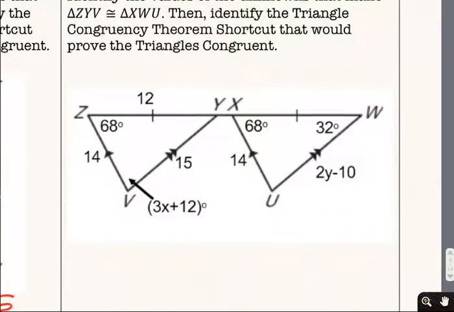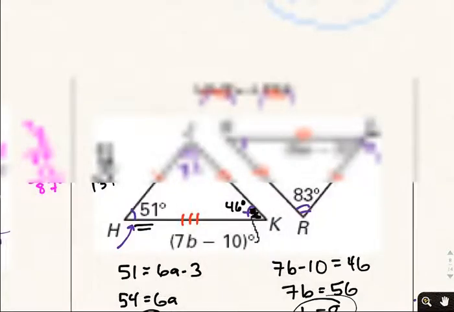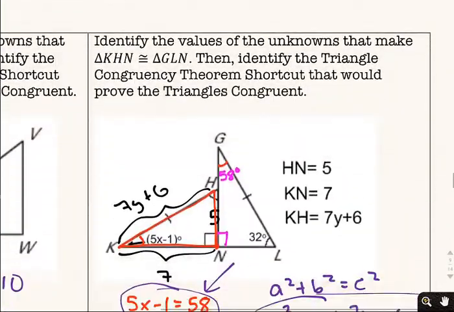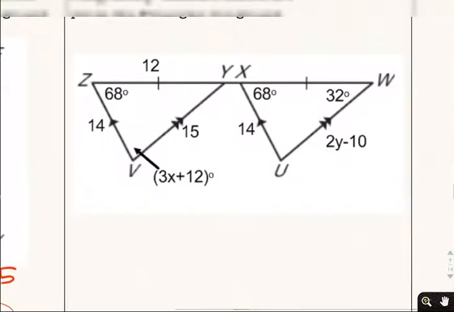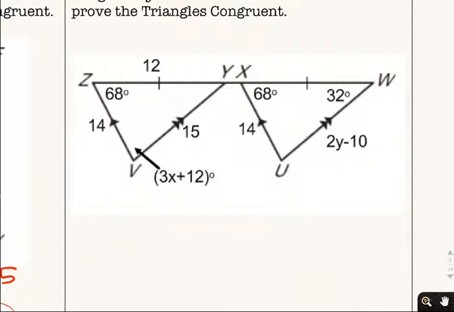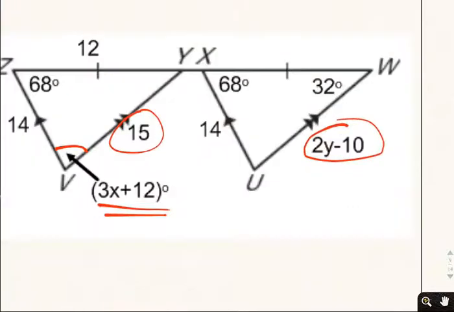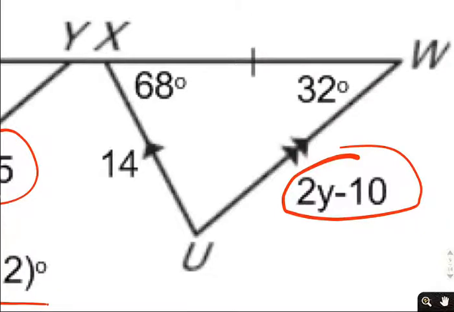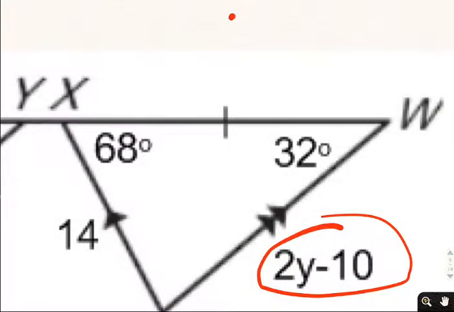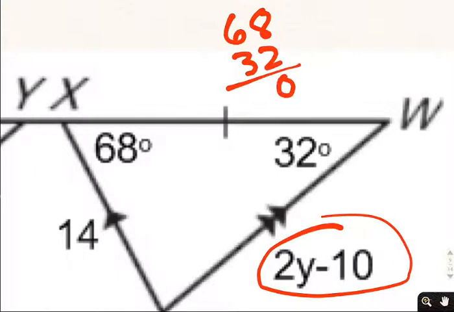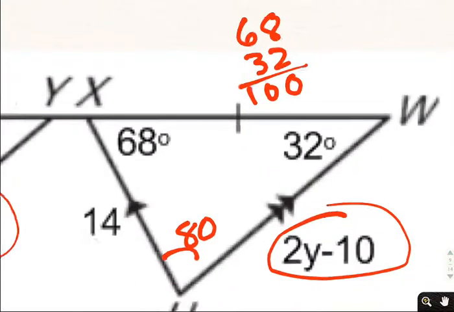Last one of this set, again, looking for congruent pieces. Where did I put it? There she is. Okay. We have 14, 14. We have this 15, which should be the same as this 2y minus 10. We have this x value for angle, which we're not told directly, but you guys probably recognize this trick now. We have these two angles of a triangle, which are 68 and 32. Let's see, so that'd be 100, right? So if these two angles add to 100, this guy has got to be 80, which helps set up our second equation.